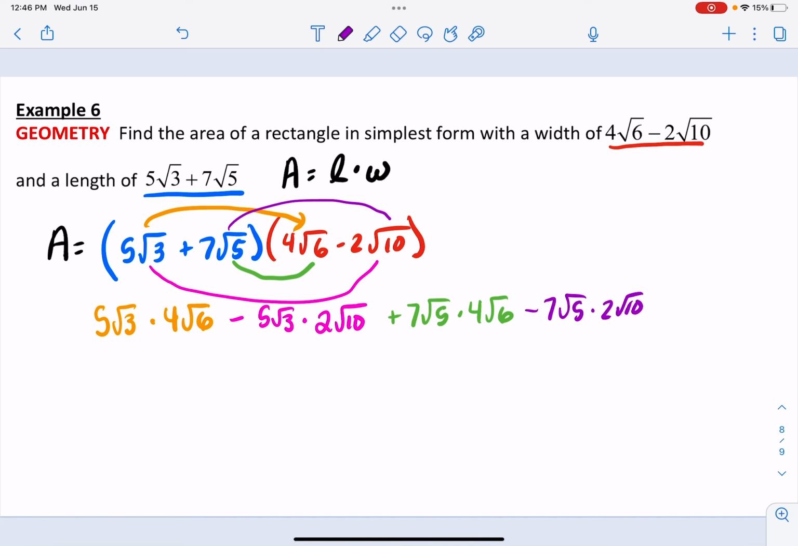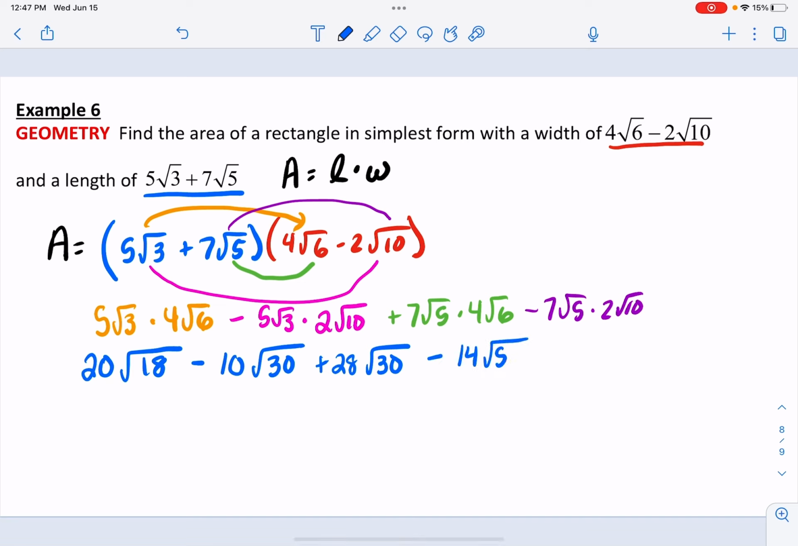So now it's just a matter of doing a whole bunch of simplifying. 5 times 4, well that's 20 root 18. Minus 5 times 2, well that's 10 root 30. 7 times 4 is 28 root 30. 7 times 2 is 14 root 50.